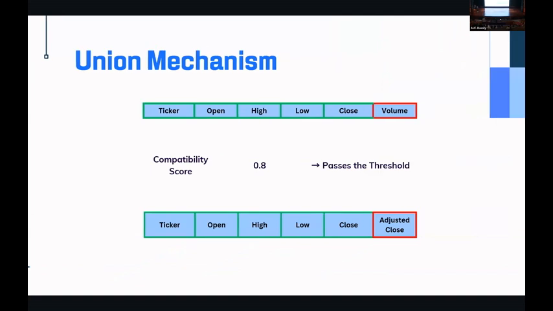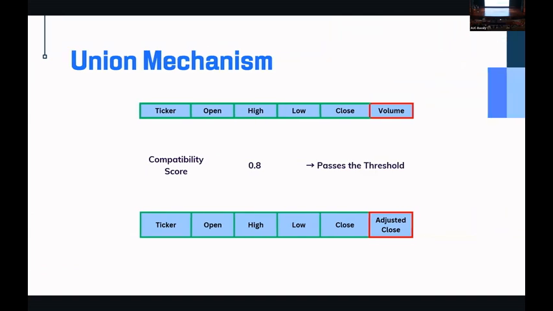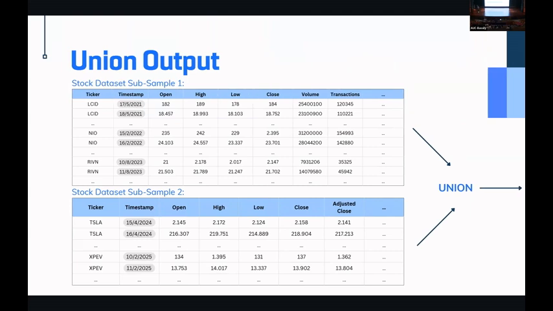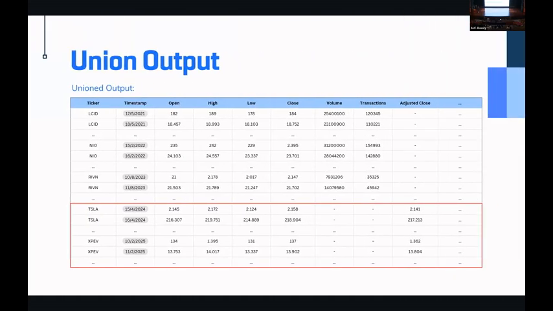Let's see how this is done. Looking at this example, we have two datasets. Each has 6 columns. 5 of those match. So there is a high compatibility score. It passes the threshold, then the union is done, as we can see. Now, those are the samples that we get from the ingester. It's 2 datasets, all about stocks. They pass through the union, and then there is a whole union dataset for stocks from the 2 inputs.